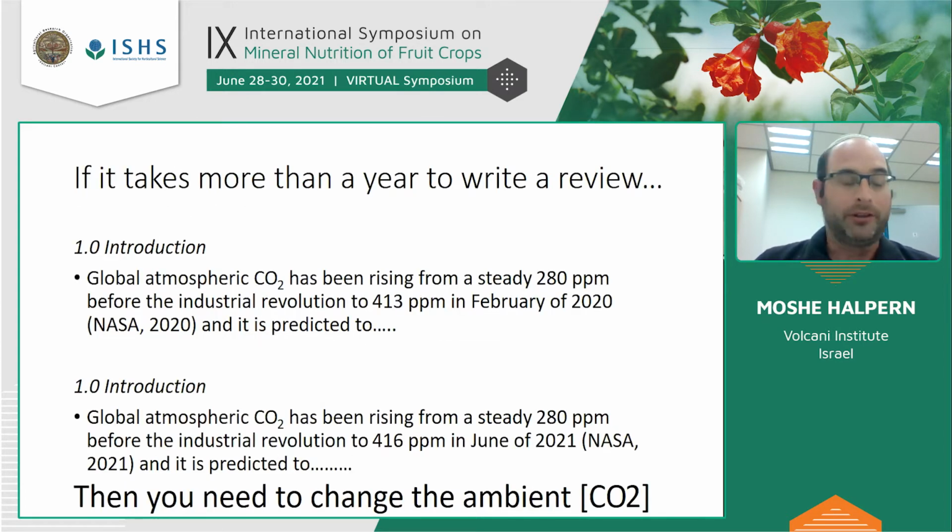I've been writing a review also on the effects of elevated carbon dioxide on plants. And in my introduction, I wrote over a year ago, and I had the ambient carbon dioxide at 413 ppm. And then I'm about to publish it, and I decided to update it, and by now it's 416 ppm. So if it takes you more than a year to write a review, then you need to change the ambient CO2.